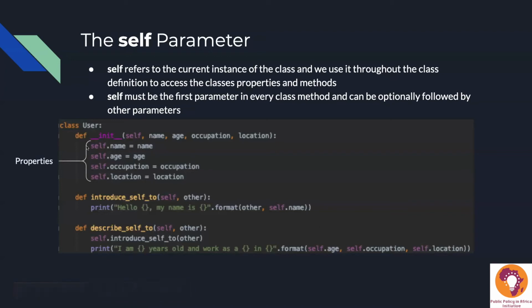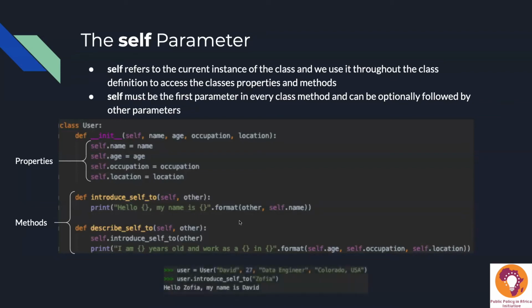Again, just to reiterate, it's always worth re-mentioning: this is where we define our properties. We define our properties within the init function. So we have a name, an age, an occupation, and a location. These are all properties of the user class. So every instance of the user class, every object created from the user class, will have name, age, occupation, and location attributes. And then we're defining our methods down here. Introduce self to takes the self parameter, of course, but then also an additional other parameter which must be provided. And the same goes for describe self to. There's another other parameter that must be provided there.